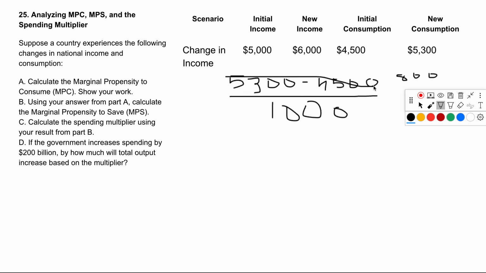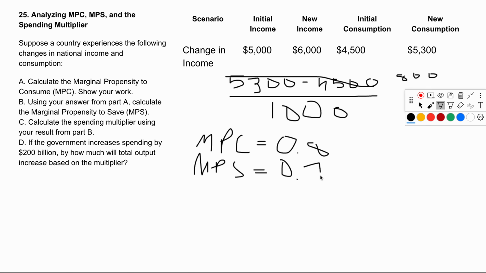That X is out. 800 divided by 1,000. That means our marginal propensity to consume, the amount of money we spent, is 0.8. So if our marginal propensity to consume is 0.8, remember 1 minus 0.8, that's the marginal propensity to save. That means that's 0.2. So now that's the bulk of the work done.